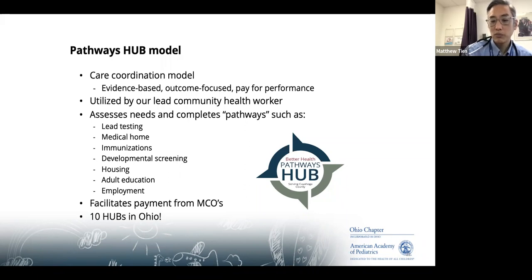But I think what also is helpful is sometimes addressing needs that the patient feels are probably more important than the lead testing: establishing a medical home, dealing with housing, educational and employment needs. So that is something that we have put into use. I'm not an expert, but happy to connect you to the right people if that's something that you feel would be helpful for your situation. Next slide.